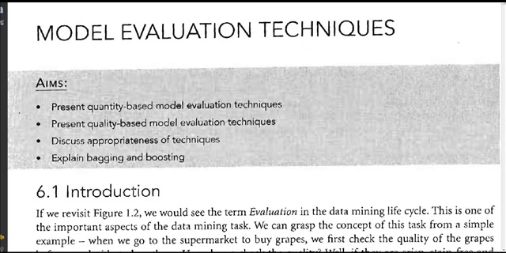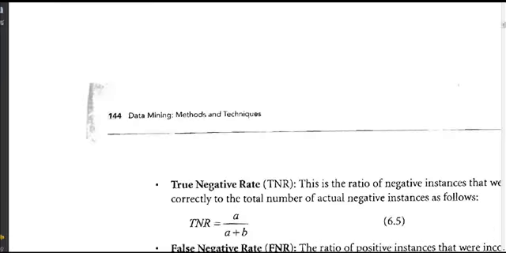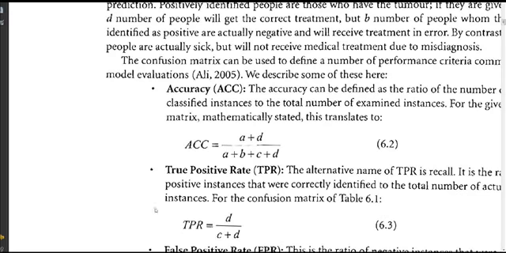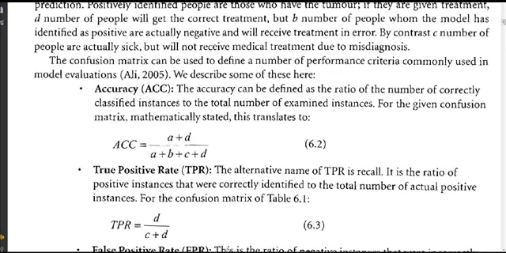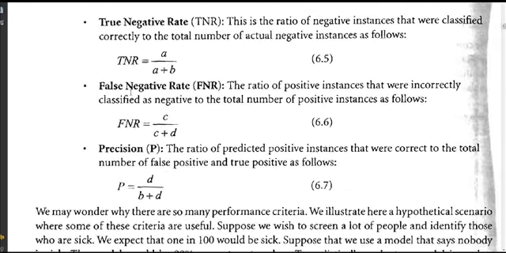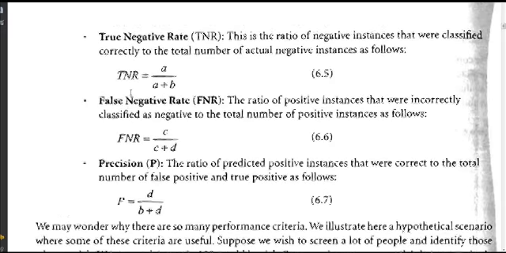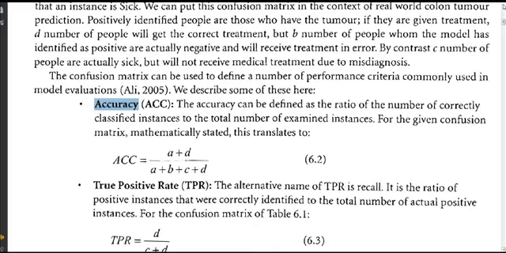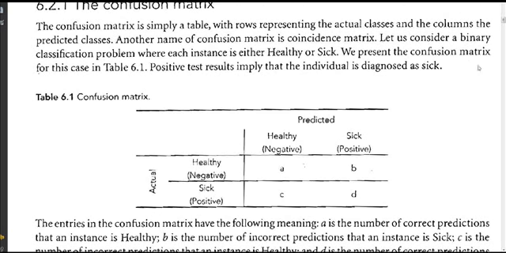And we're going to talk specifically about these measures here. The most basic one is called accuracy. And then we're going to talk about some other things: true positive rate, false positive rate, true negative rate, false negative rate, and precision. So now, when we run a model, we can get what's called a confusion matrix.